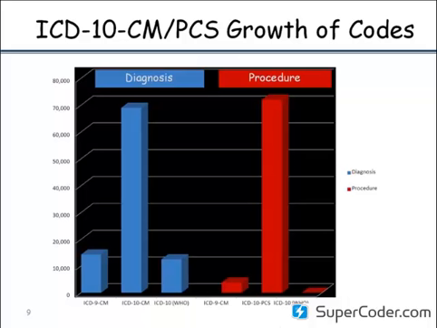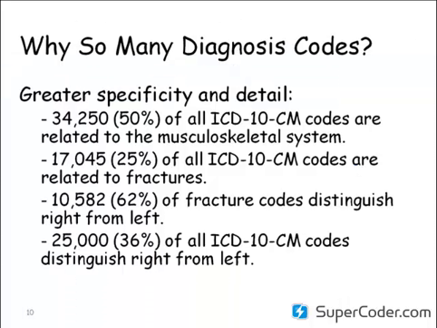As you can see, 50% of those codes in ICD-10 are related to the musculoskeletal system. That's where we do our coding. 25% of those are related just to fracture. So that means we have 17,000 codes related to fractures. So you can see that they're getting more specific in what we need. 62% of those codes, we have to use a right and a left, like in a fracture situation. So our fractures are right and left codes. Out of all the ICD-10 codes, 36% of them are right and left. And we do have bilateral body parts that we deal with in musculoskeletal.